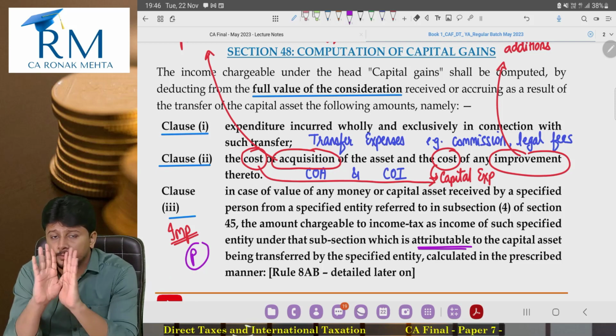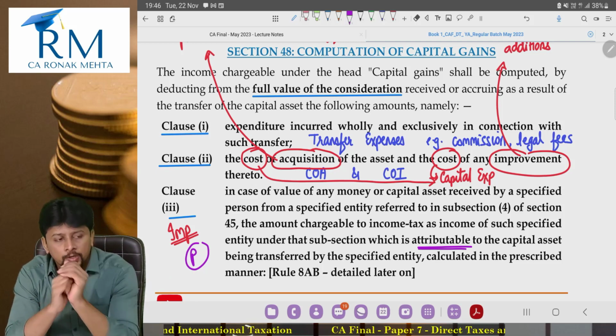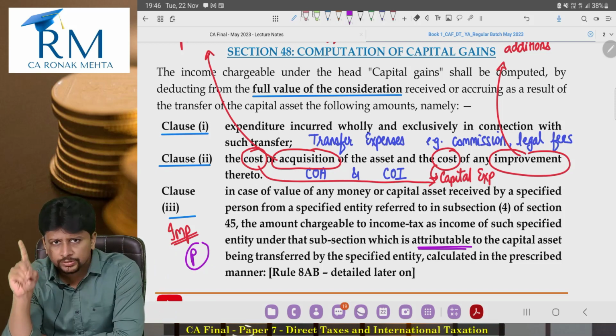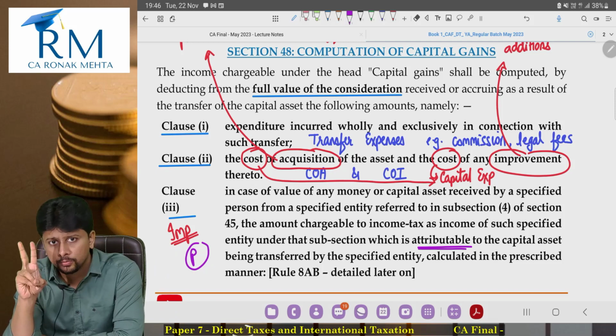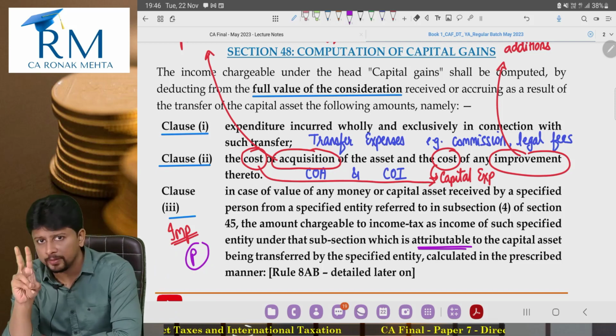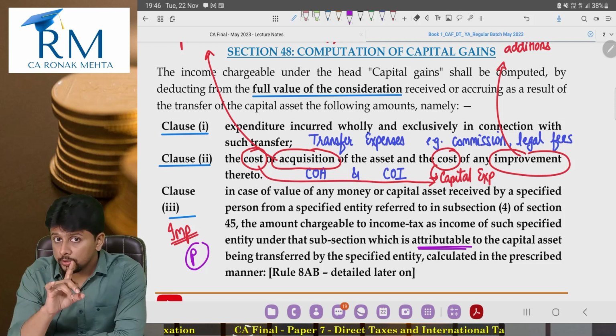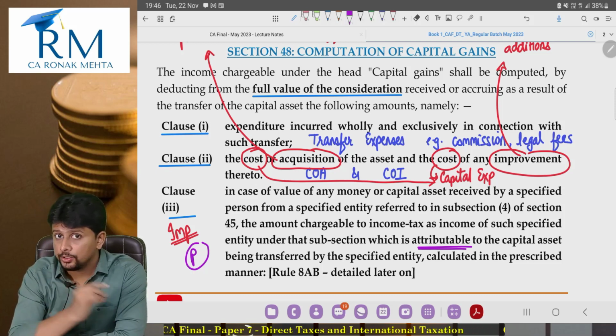The income chargeable under capital gains: from the full value of consideration, you will deduct number 1, transfer expenses, number 2, cost of acquisition, cost of improvement. Clause number 3 I am ignoring right now. But you remember this in your CA Inter, you have studied.